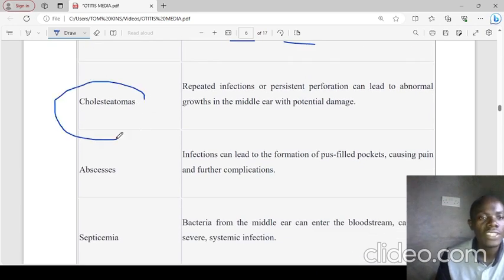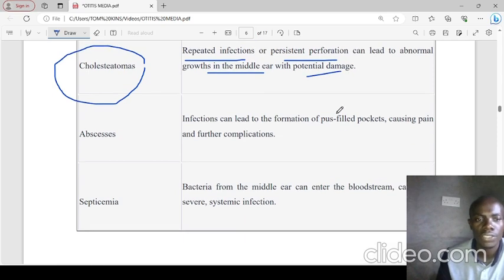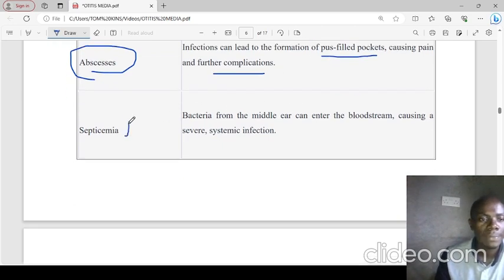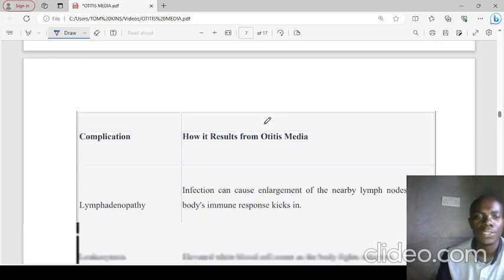We also have cholesteatomas. Repeated infection or persistent perforation can lead to abnormal growth in the middle ear with potential damage. What about the abscess? Infections can lead to formation of pus-filled pockets, causing pain and other further complications. Septicemia. How does septicemia result? Remember, bacteria from the middle ear can enter the bloodstream, and when this happens, it causes severe systemic infection.